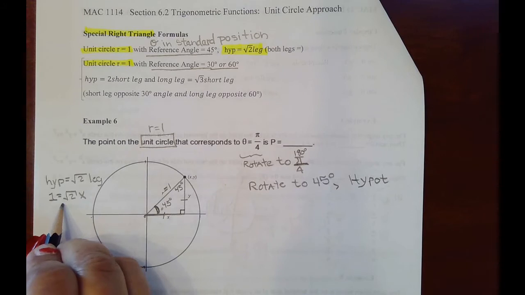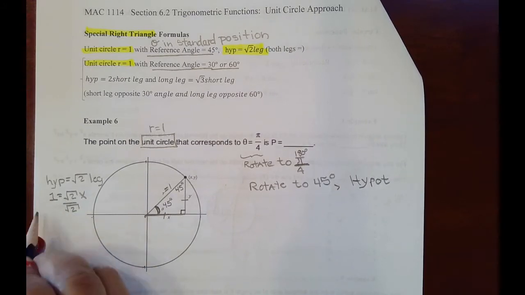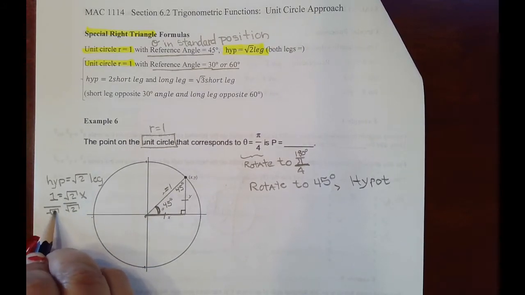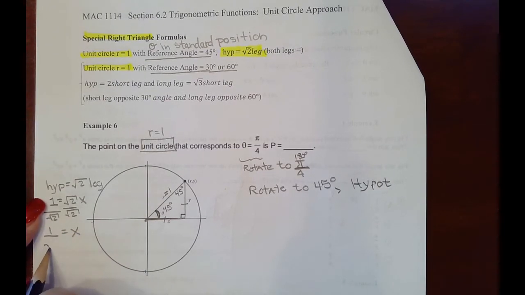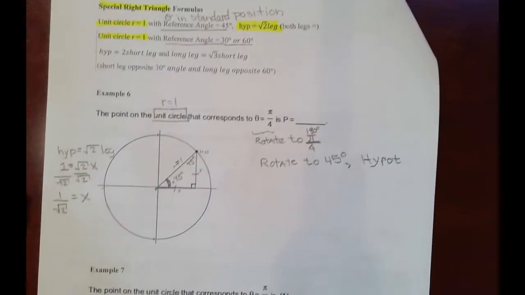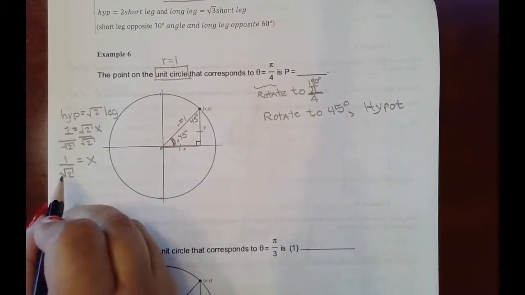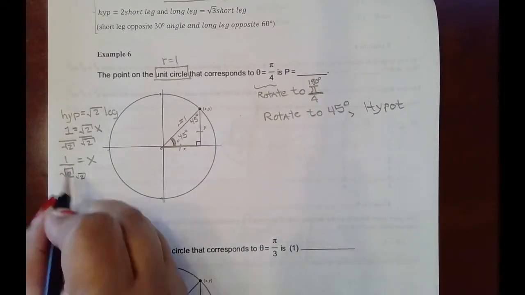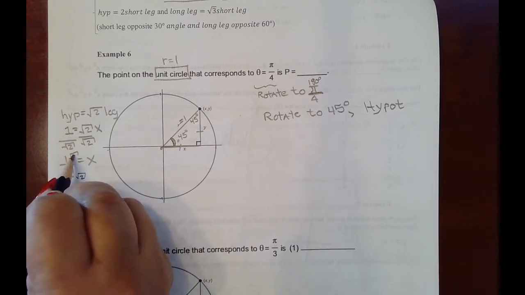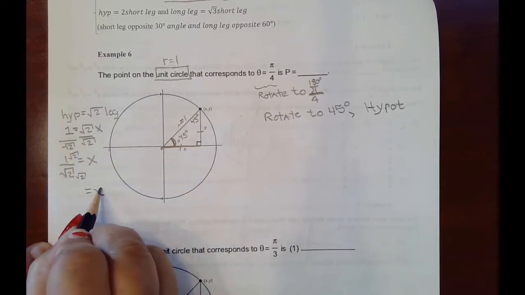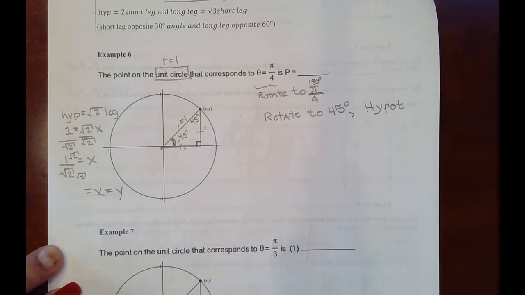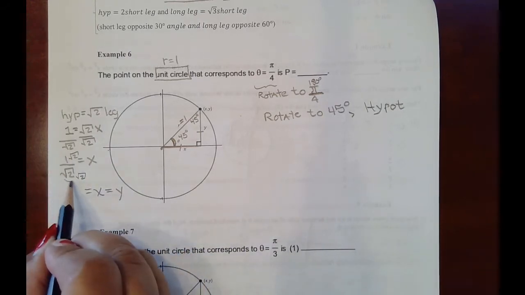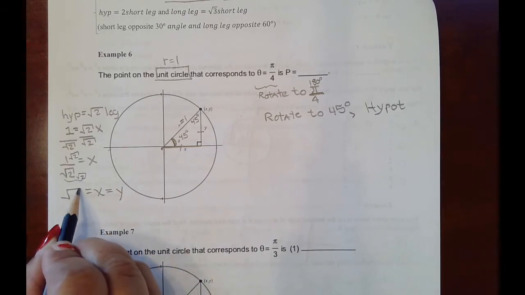And solve for x. Just divide by square root of 2, divide by square root of 2. Whatever you do to one side, do it to the other side. I think you already know that. And then rationalize it. Don't leave it like that. Let's multiply by square root of 2, bottom and top. So your x value as well as your y value, because those legs are equal, is square root of 2 over regular 2.